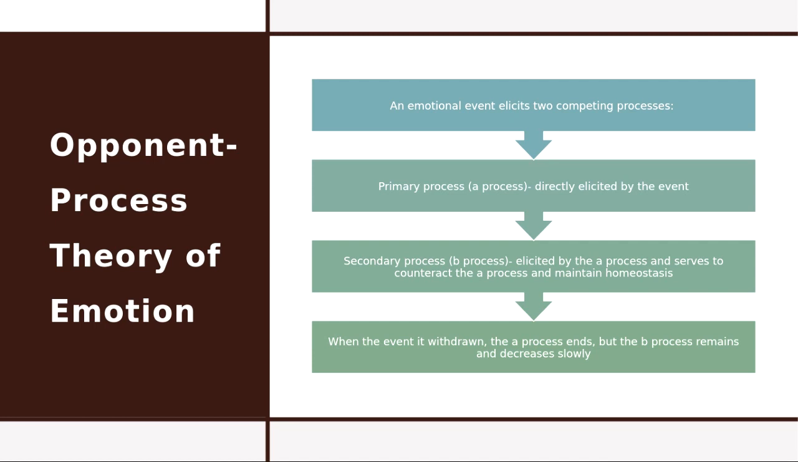So when you realize you didn't win the lottery, that event is taken away, the happiness ends quickly, but the B process, which is trying to pull your mood back down to normal, lasts longer and decreases more slowly, so your mood is pulled down below the previous level of happiness. This can work in both directions.